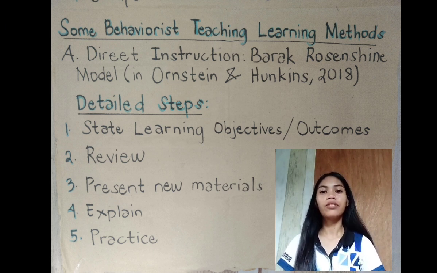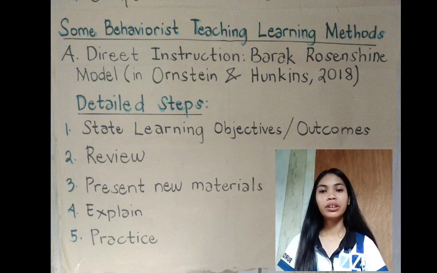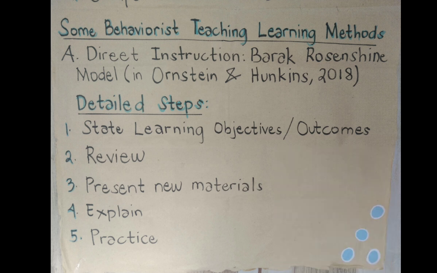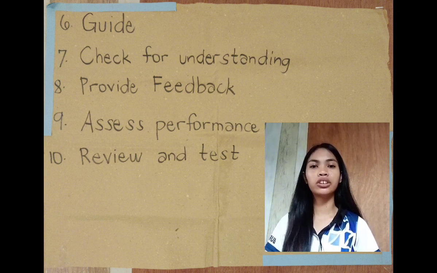Detailed steps. First, state learning objectives and outcomes. Begin the lesson with a short statement of objectives or desired learning outcomes. Second, review. Introduce a short review of previous or prerequisite learning. Third, present new materials. Present materials in small sequences. Fourth, explain. Give clear and detailed instructions and explanations. Fifth, practice. Provide active practice for all students. Six, guide. Guide students during initial practice or provide seatwork activities.